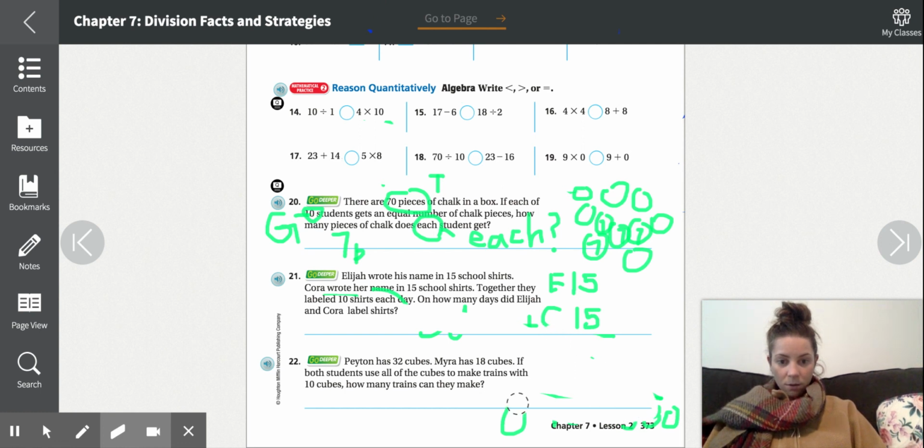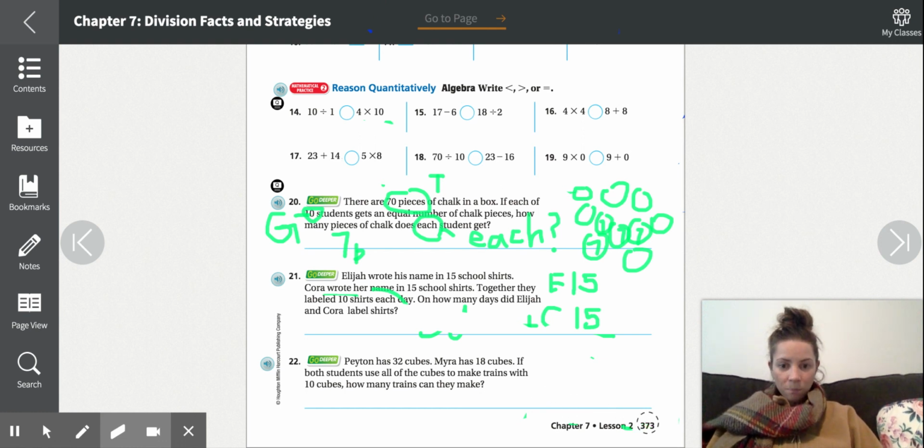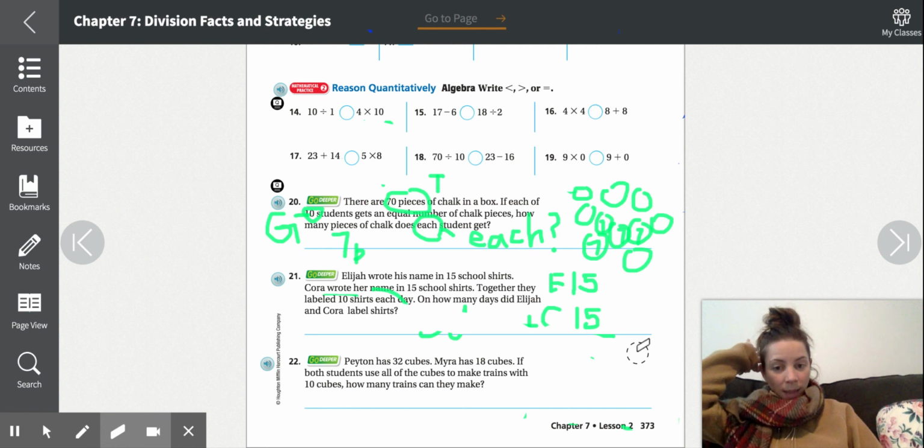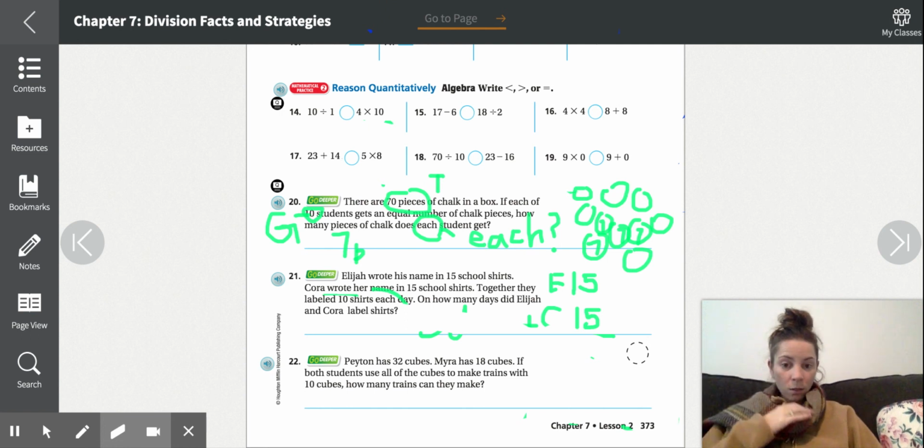A little slow, sorry. Okay, Peyton has 32 cubes. Maybe they're Legos, blocks, something she's building with. Looks like she might be making some trains with them. Okay, Myra has 18 cubes. If both students use all of the cubes to make trains with 10 cubes, how many trains can they make?